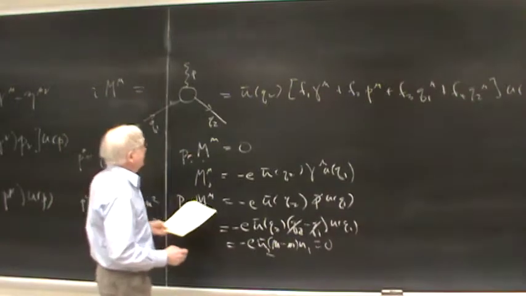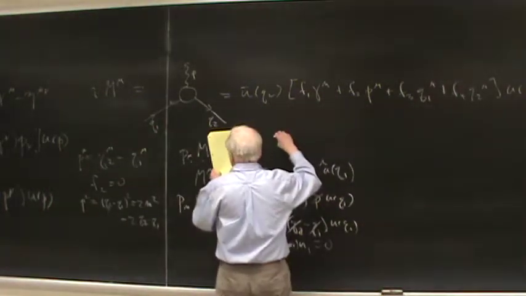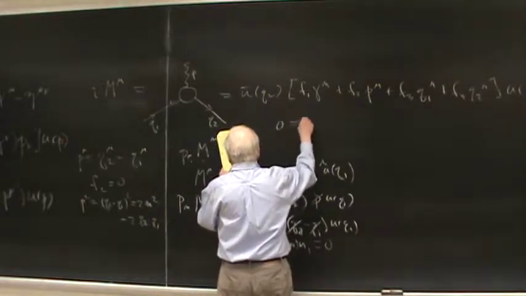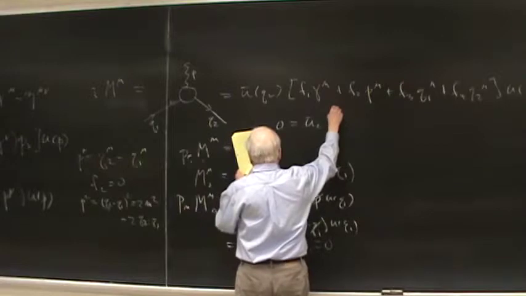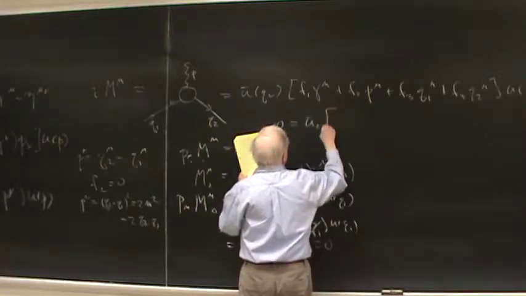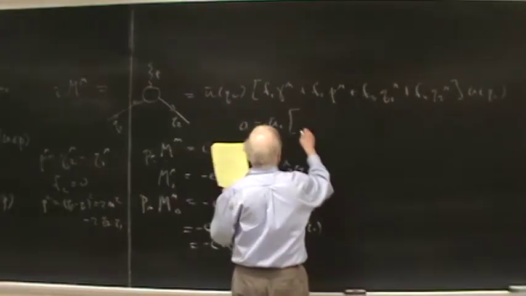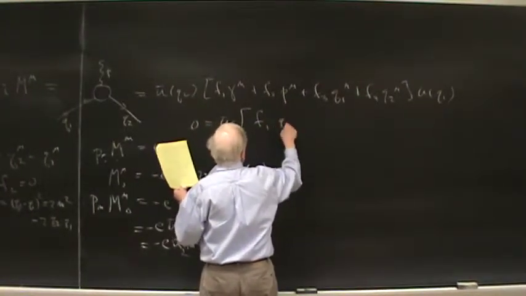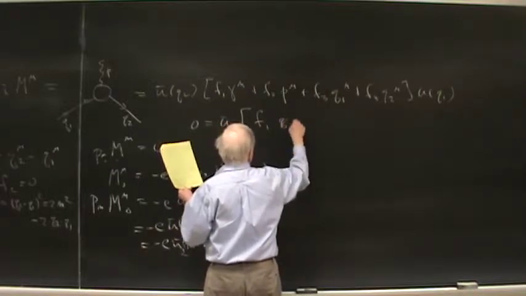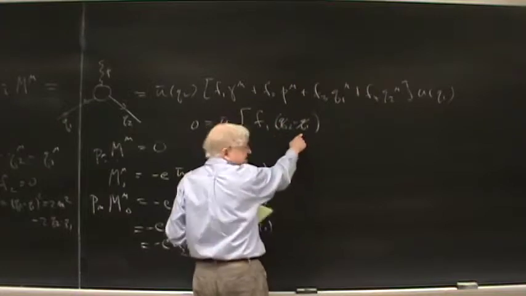So if p_μ on that is 0, then what we have is 0 equals ū(q2), and now this would be F1 times (q2-slash minus q1-slash). Well, this we've seen is 0.